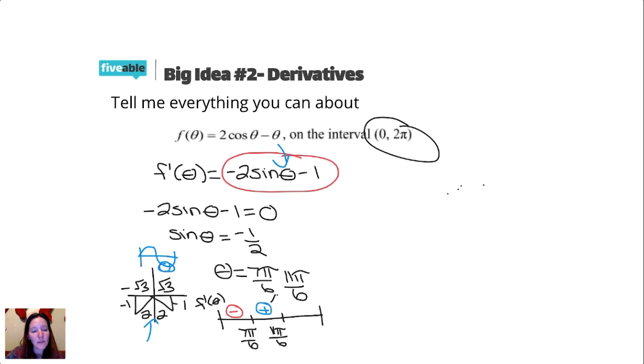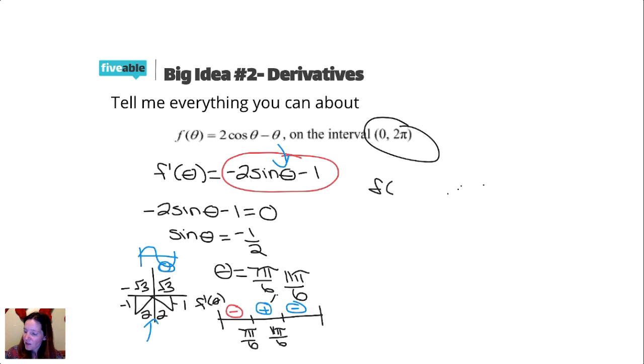And then I need to check something on the other side. So I can go to 2 pi. Sine of 2 pi is 0, times negative 2 is still 0. Minus 1 gets me a negative. So now I know a bunch of things.